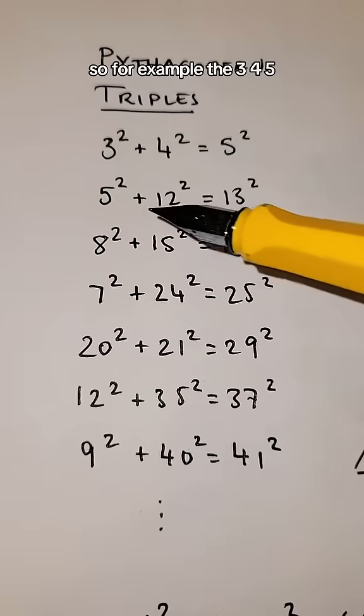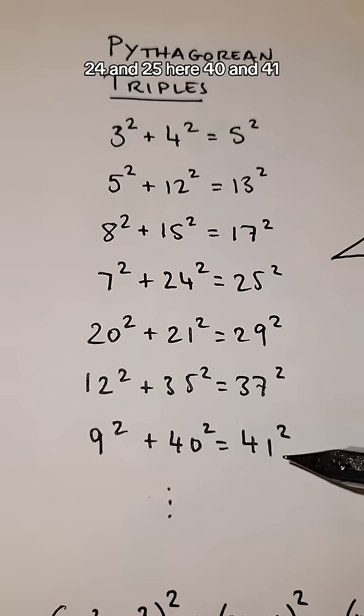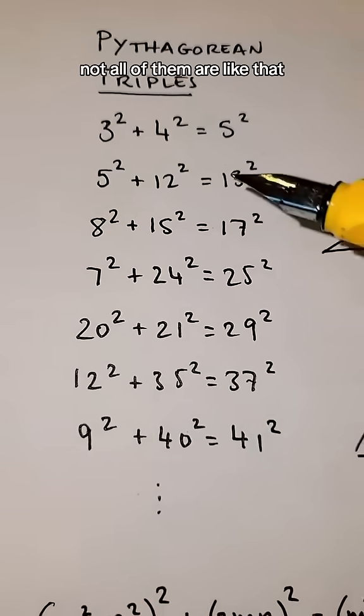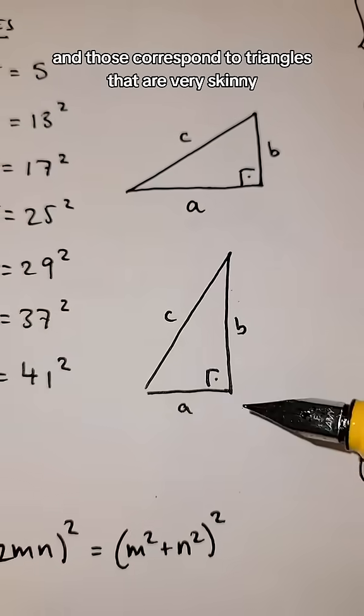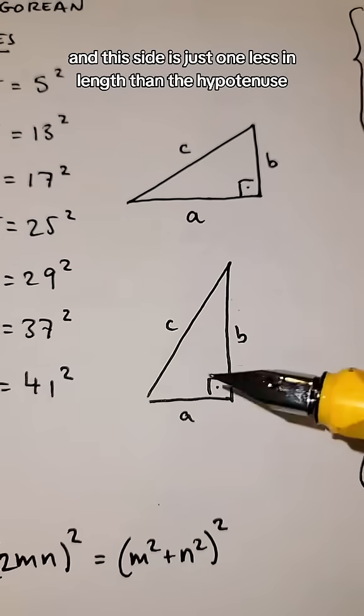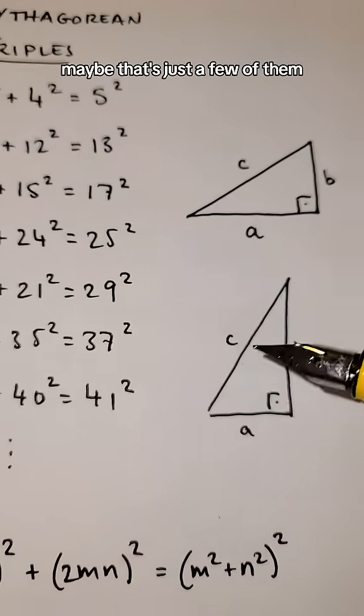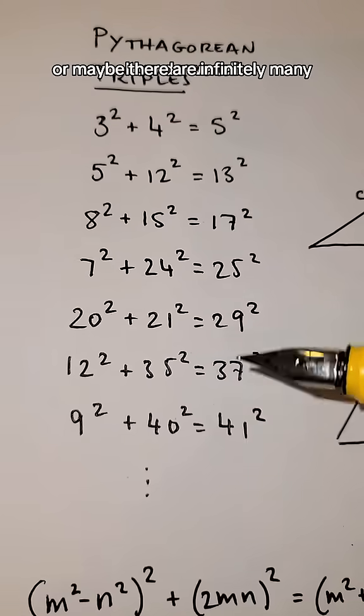So for example, the 3, 4, 5, the 5, 12, 13, here 24 and 25, here 40 and 41. Not all of them are like that, but some are like that, and those correspond to triangles that are very skinny. And this side is just one less in length than the hypotenuse. So you might wonder, maybe that's just a few of them, or maybe there are infinitely many.